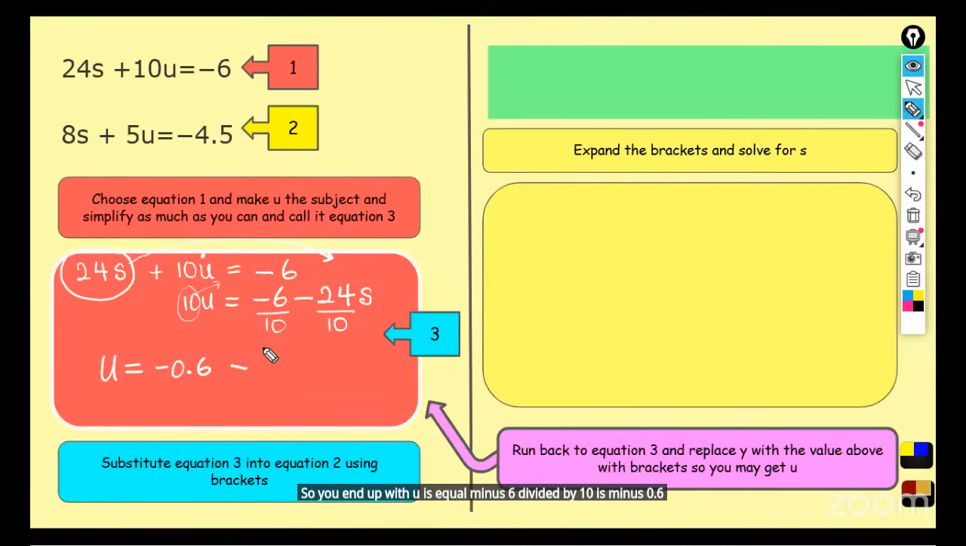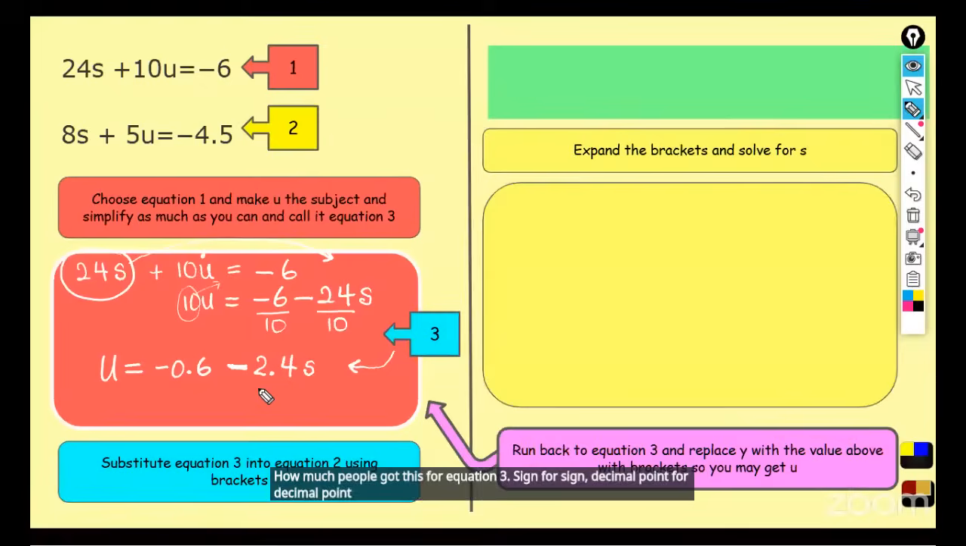Nothing wrong with that, right? That's not even a bad decimal. That's a nice decimal. It's not like it's 0.666666. It's 0.6 and it stops there. 24 divided by 10 is 2.4S. You can do that in your head. How many people got this for equation 3? Sign for sign, decimal point for decimal point, no mistakes. Raise your hands. If you made a mistake, look for your mistakes and correct it.